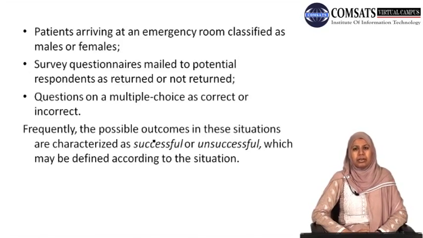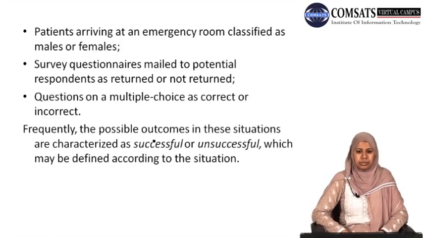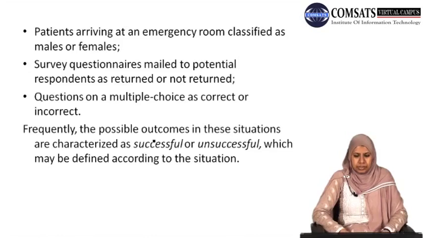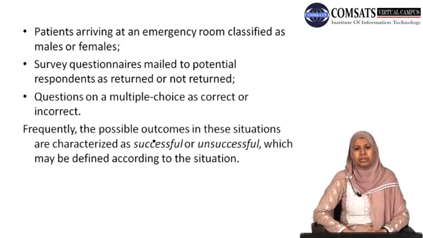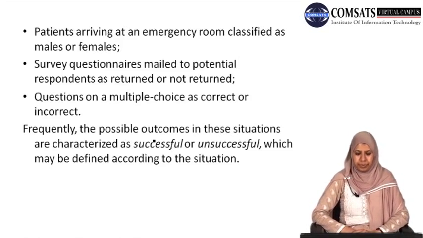Frequently the possible outcomes in these situations are characterized as successful or unsuccessful. Since we have only two possible outcomes, either the answer to a multiple choice question is correct or incorrect, if the answer is correct, we may classify it as a successful outcome. If the answer is incorrect, we may classify it as an unsuccessful outcome. So we may classify our outcomes, one as successful and the other as unsuccessful, depending on our situation.